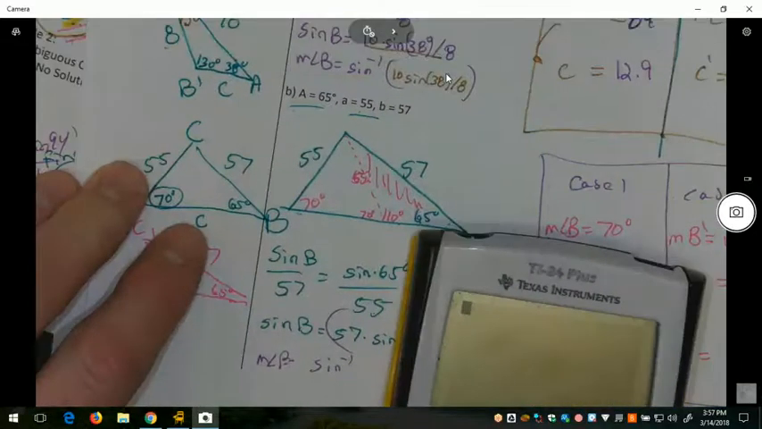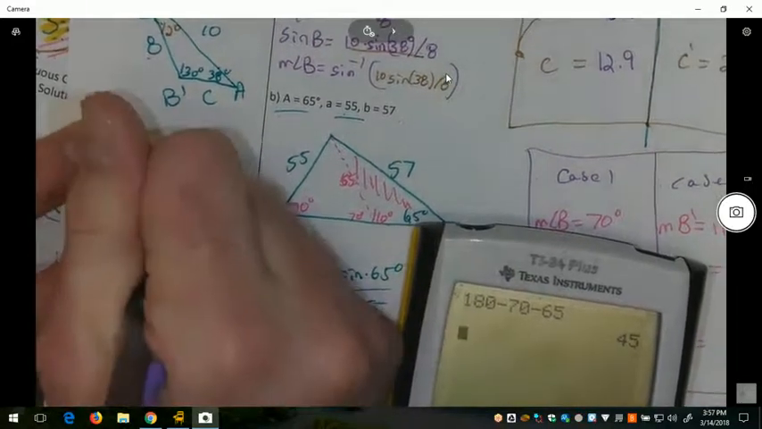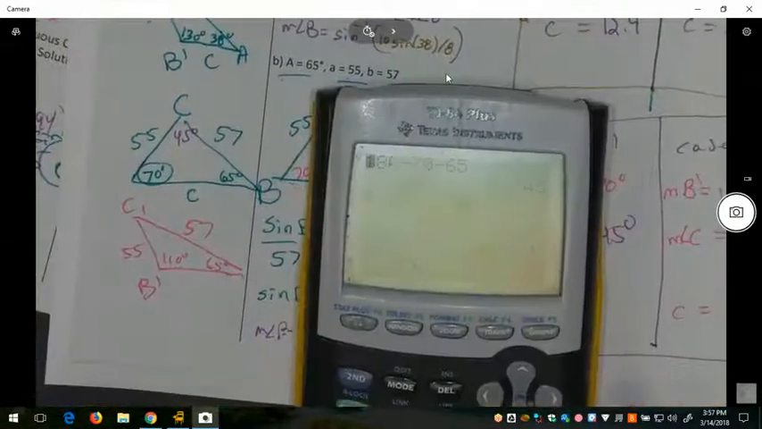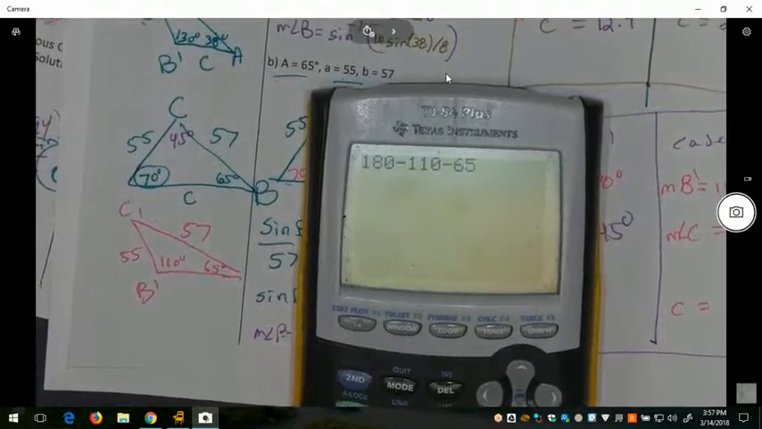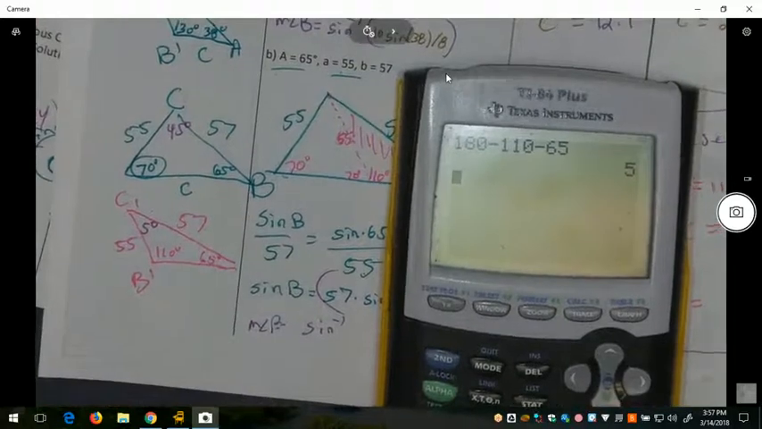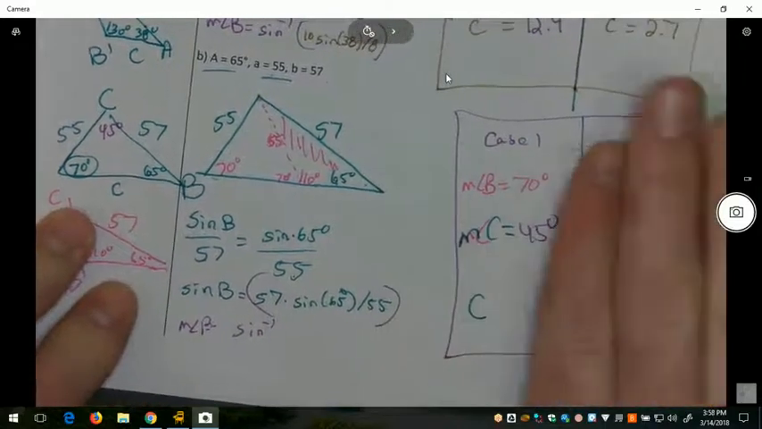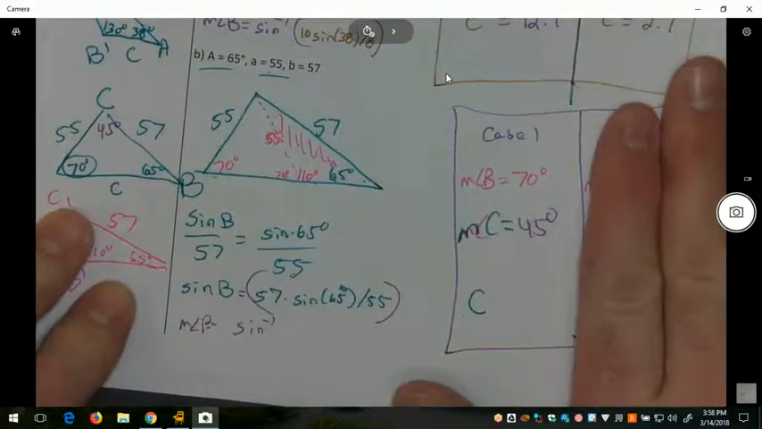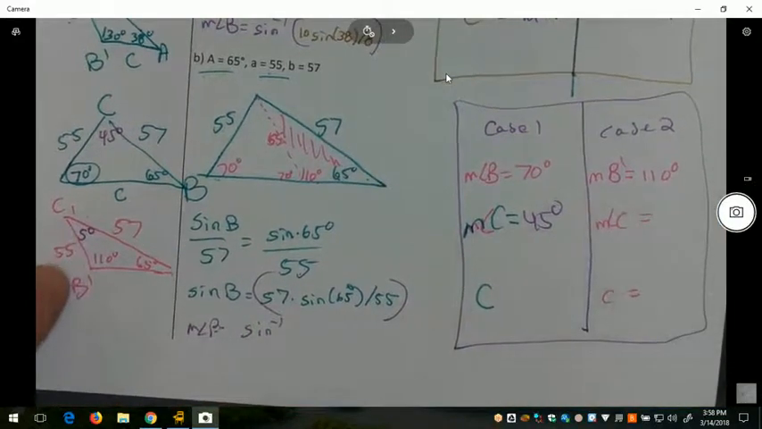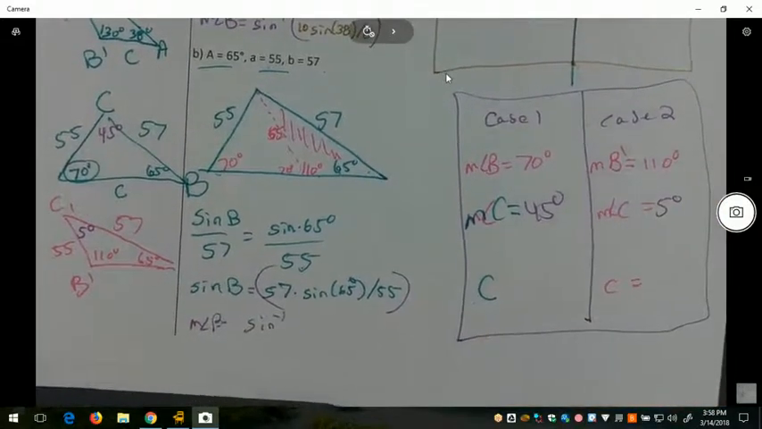Measure of angle C is easy. In this triangle, I just do 180 minus 70 minus 65 and get 45 degrees for angle C. In the pink triangle, I do the same thing, 180 minus 110 minus 65, and I get positive 5 degrees. If I got a negative angle, that would mean that case 2 did not exist. I could cross it off and just continue to case 1 and be done with one triangle. But because I did get a positive angle for that, there is another case here where angle C instead is 5 degrees because angle B was obtuse.